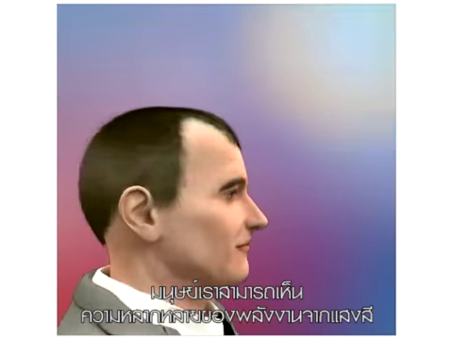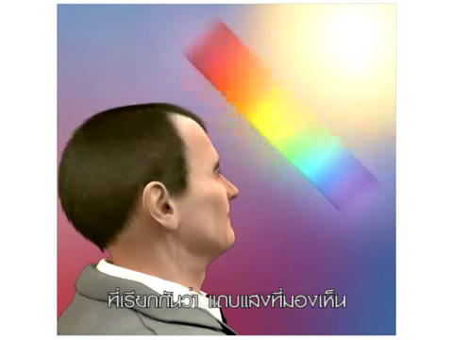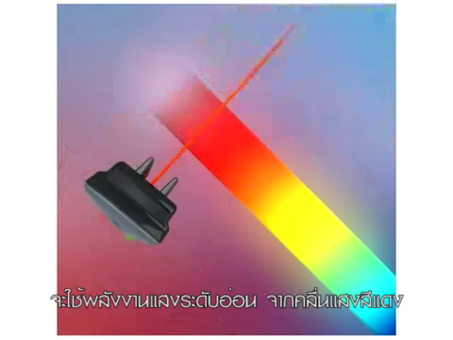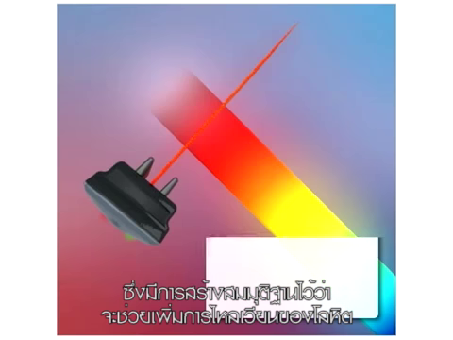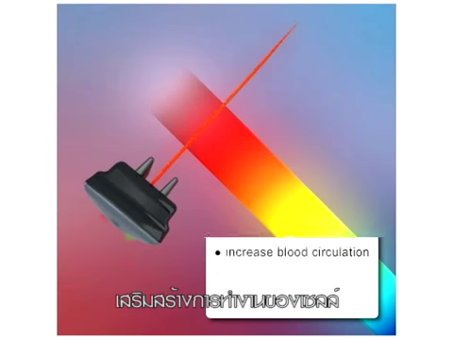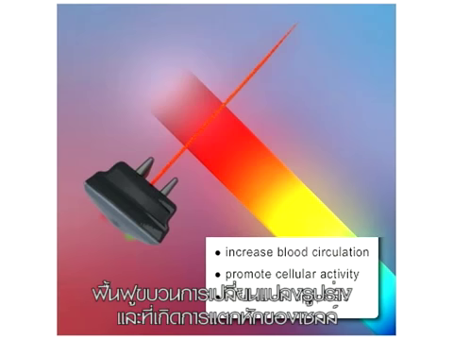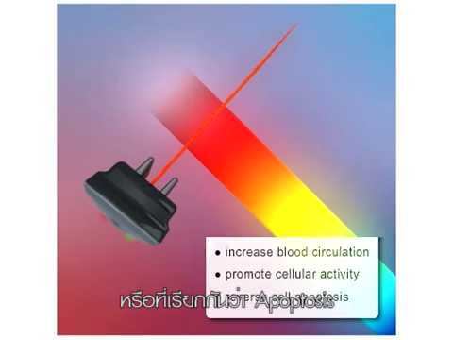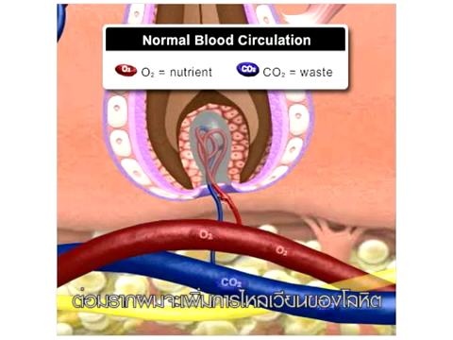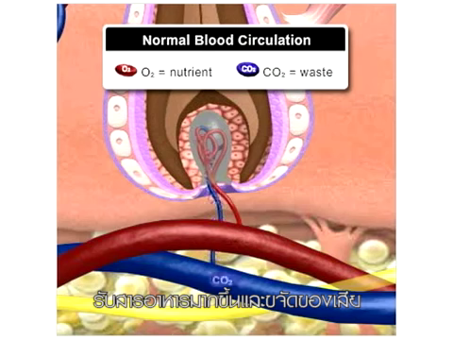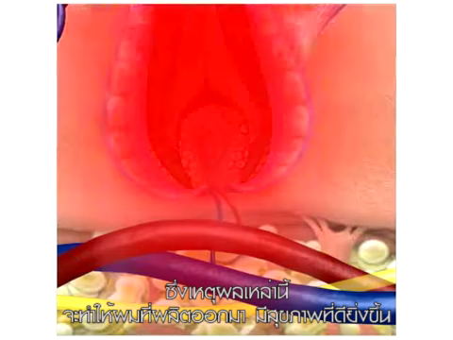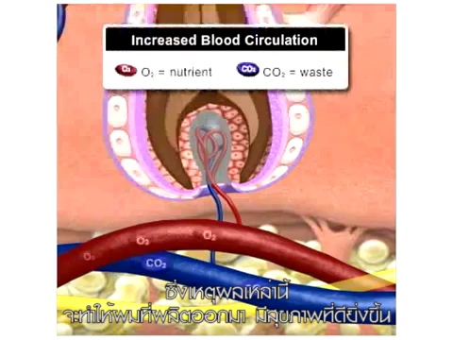Humans can see a range of energy as colored light, known as the visible light spectrum. Laser hair therapy emits low-energy light from the red portion of this spectrum, which has been hypothesized to increase blood circulation, promote cellular activity, and reverse the natural breakdown of cells, which is known as apoptosis. Hair follicles subject to increased blood circulation receive more nutrients and eliminate more waste, thus producing healthier hair.